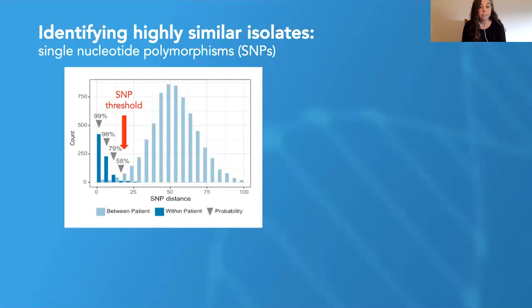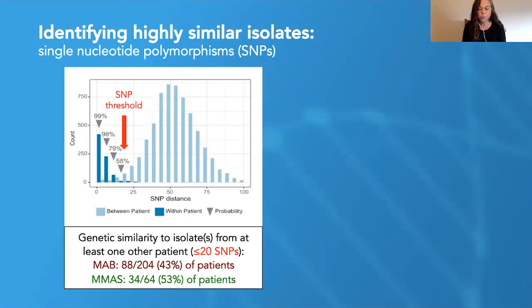Using a SNP threshold of 20 SNPs, we found that 43% of our patients with M. abscessus and 53% of patients with massiliense had genetically similar isolates at less than or equal to 20 SNPs to at least one other patient in the sample set.